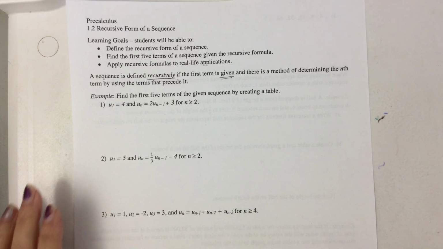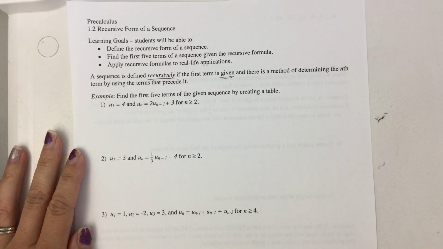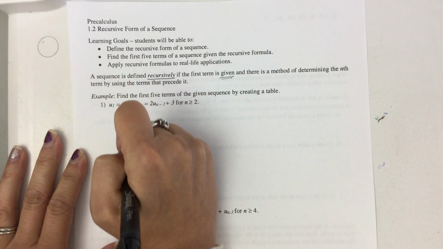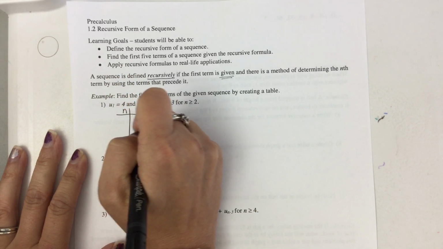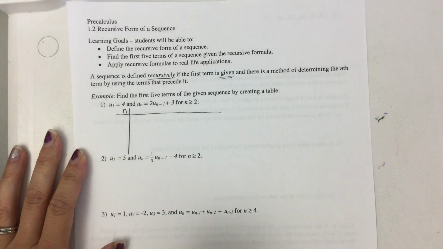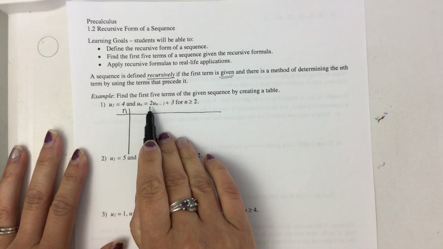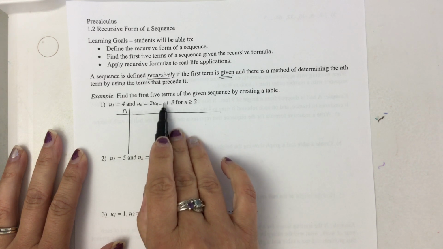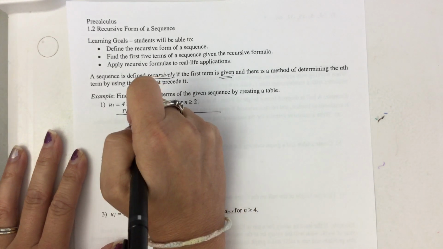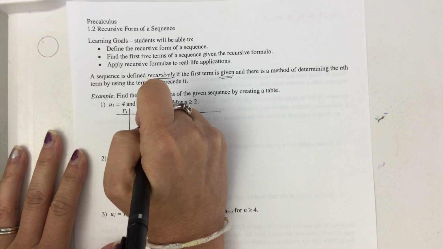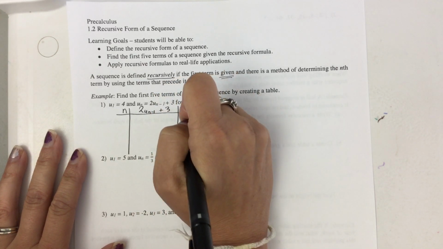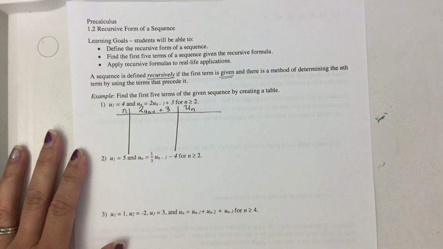It says find the first 5 terms of a given sequence by creating a table. So n is the number of the term. Okay, we are trying to find 5 terms. Next, you want to put what the formula is. It is 2u sub n minus 1. Remember this from our little intro? This means to use the previous term. So 2 times the previous term plus 3. That gives you your u sub n.